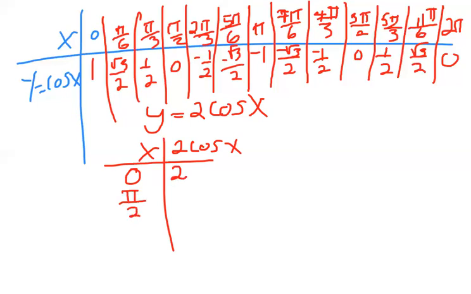At pi over 2, cosine of pi over 2 is 0. So 2 times 0 is just 0. Now we're going to move on to pi. Cosine of pi is going to be a negative 1. Negative 1 times 2 is going to be a negative 2.